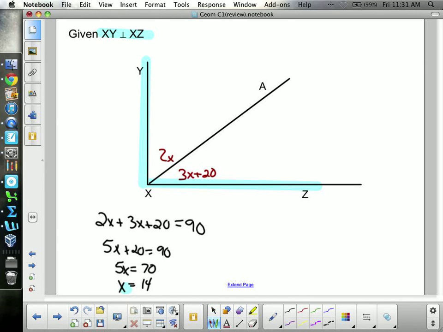There we go. Once I know x is 14, then I know this angle is 2 times 14, or 28 degrees. This is 3 times 14, which would be 42, plus 20 is 62. Are the angles congruent? Not even close.